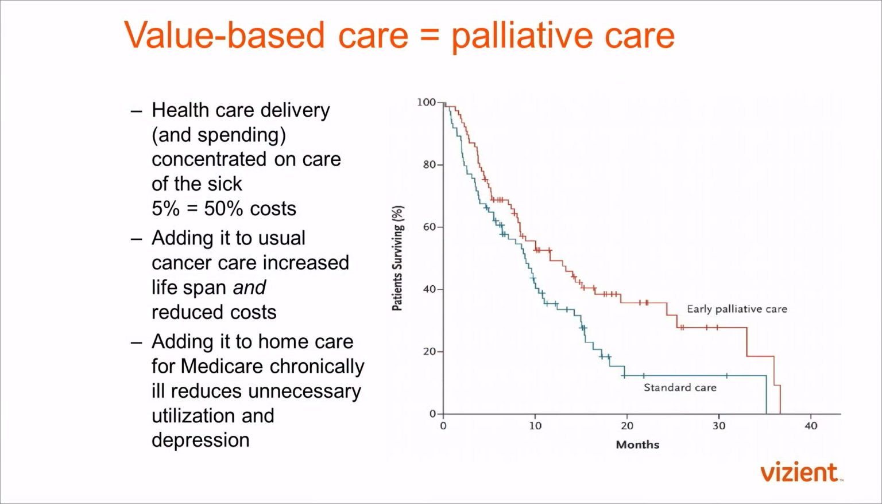Mark, how do we care optimally for patients, especially the sickest patients in our systems? And that's a growing population in the United States, and we know that our healthcare delivery and spending on healthcare is concentrated on care of the sick. About 5% of patients may be responsible for up to 50% of costs, and that's understandable. That's how healthcare systems should work. But we can be more effective.